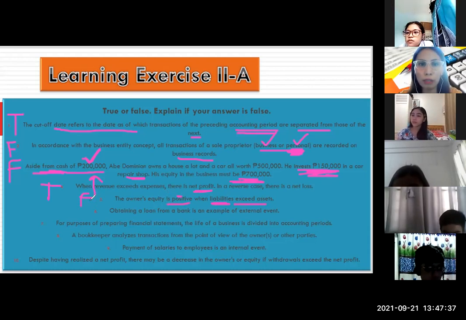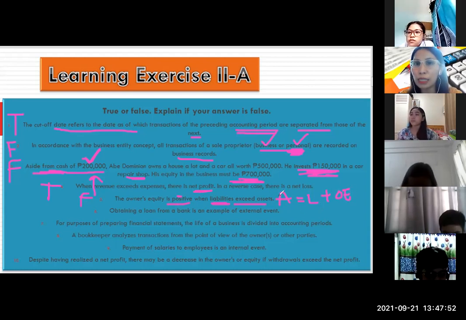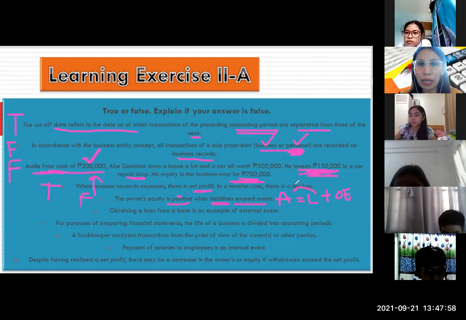Therefore, false. Diba the equation asset equals liabilities plus owner's equity. Positive ito kapag mas mataas yung assets than the liabilities. Okay, pag dineduct yan kasi, dapat positive si owner's equity. Ah, okay.